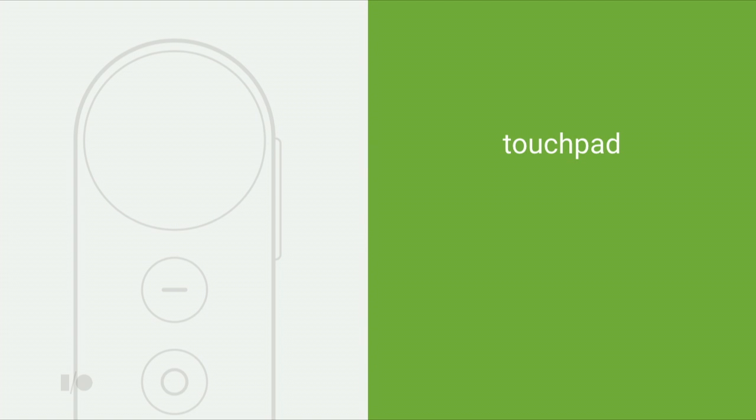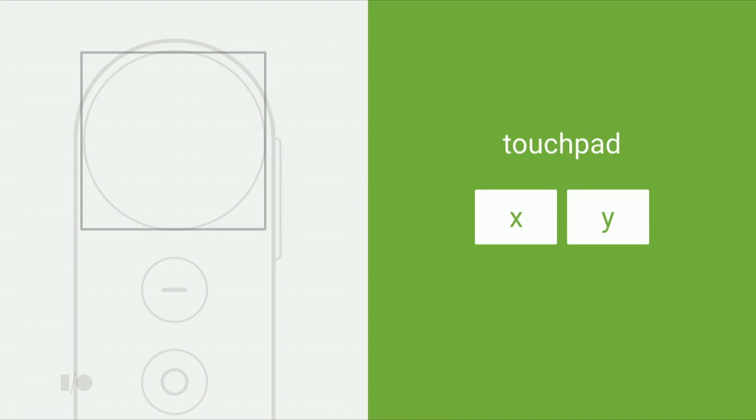Well, and lastly, we have the touchpad. The touchpad is that circular area at the top of the controller. It is a 2-dimensional surface, so we chose to use x and y very creatively to represent the position of the finger on that surface. In order to represent coordinates, we think of it as a square, and we map 0, 0 to the top left and 1, 1 to the bottom right.